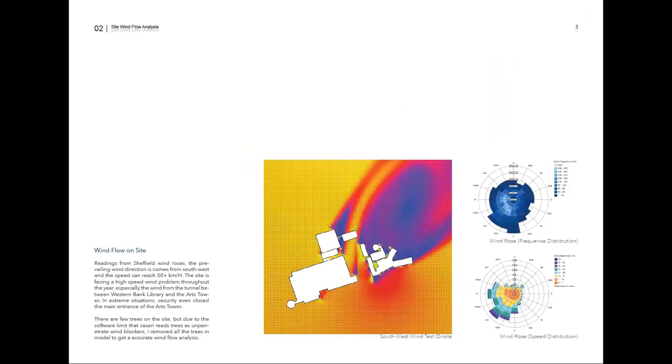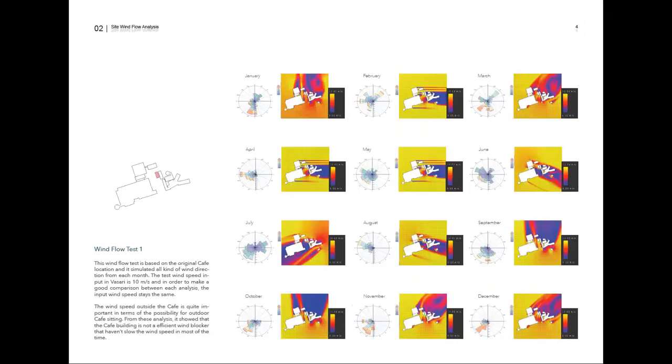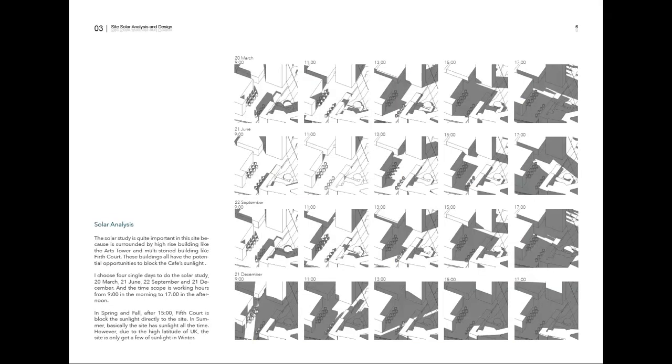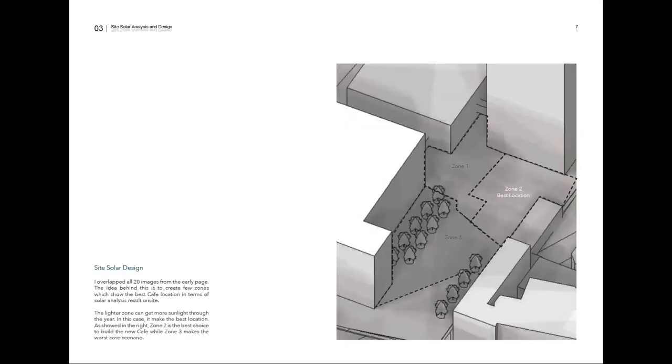Then we have wind flow analysis on the site, and various different types of wind flow analysis here, trying out what happens when the wind moves from different directions, different velocities. Okay, solar analysis of the site. Again, testing the implications of the building. And then what he's actually done here is he's overlapped the various different shading patterns to define the best locations in terms of access to sunlight.